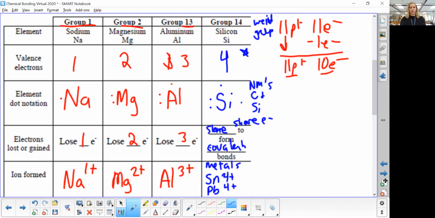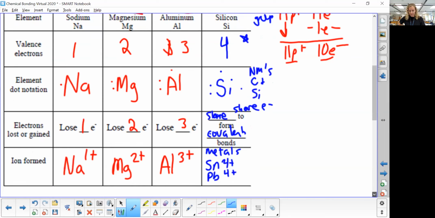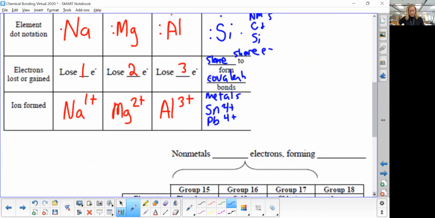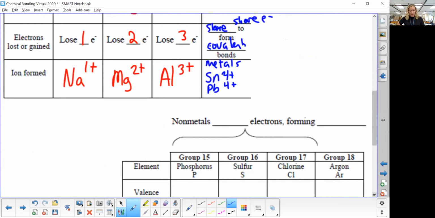So that's what your metals do. And then I'm going to scroll down to fill out the second half of this graphic organizer for us. So hopefully you have everything there. So then we get into our non-metal area of the periodic table, groups 15 through 18. And non-metals will gain electrons because they're closer to having a full outer shell, and they form anions.